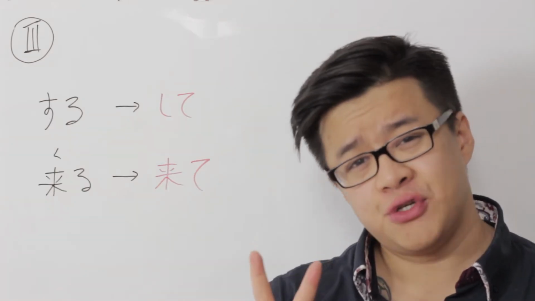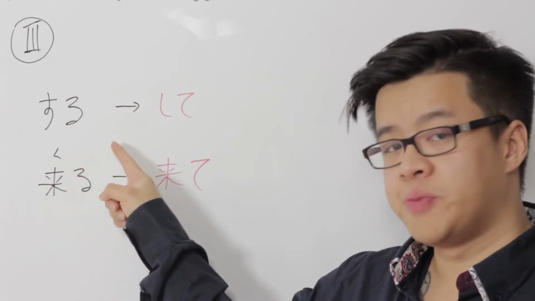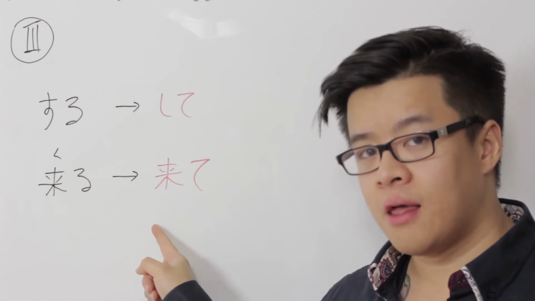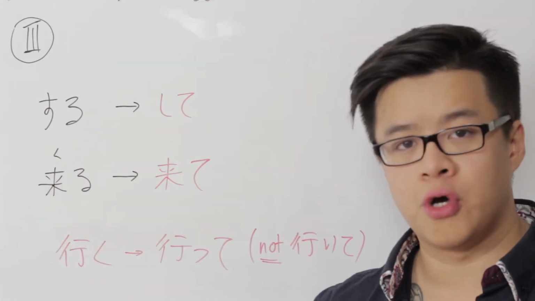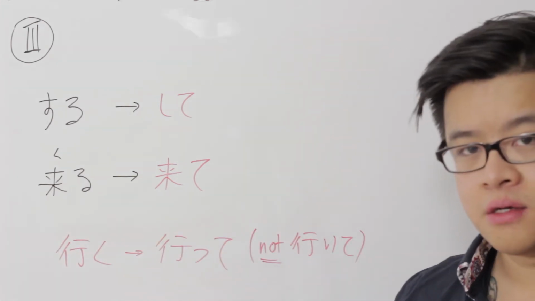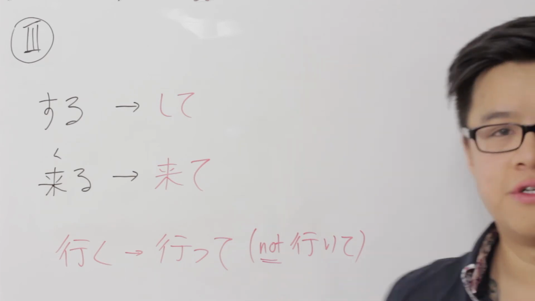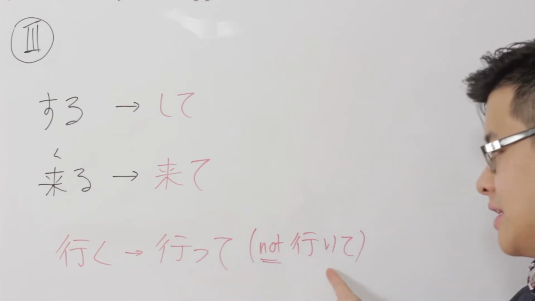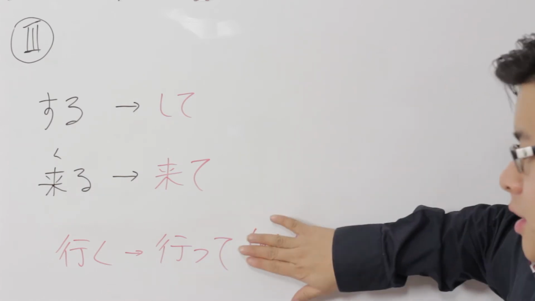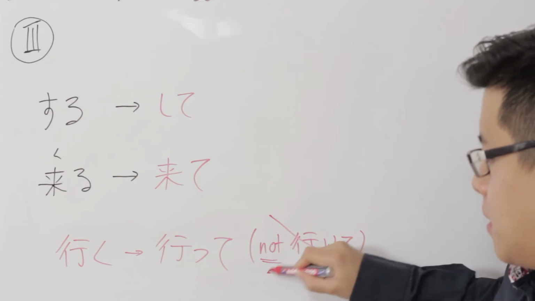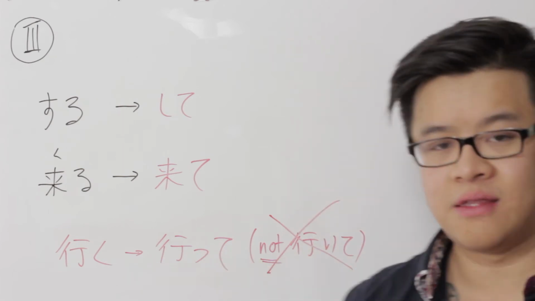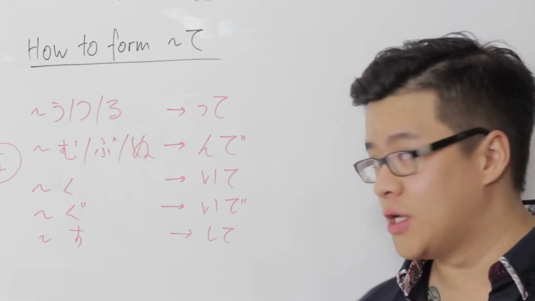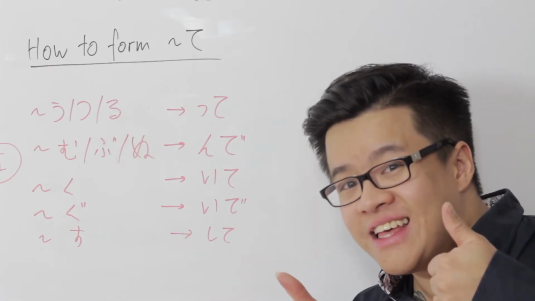In group number three, we only have two verbs, and that is suru, which becomes shite, and kuru, which becomes kite. Another special case is iku, to go, it becomes itte. So it's not ite, because we learned before that verbs that end in ku have the ending ite. So here, remember itte. Here you can see all the rules from group number one again, because those are the difficult ones. So yeah, screenshot. Okay, bye.